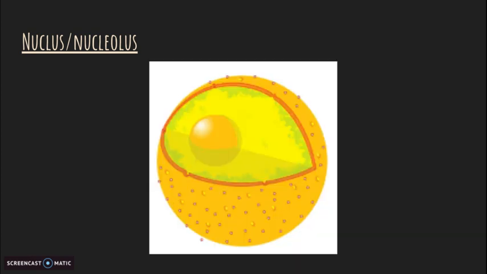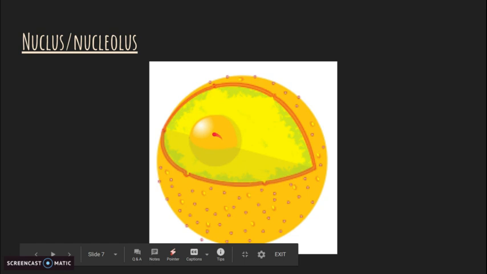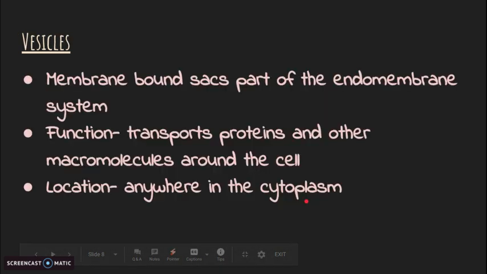This is just an image of what the nucleus looks like. You can see this is the nucleolus, and this is the nucleus. You can see the envelope right around here. There are little holes, little pores.